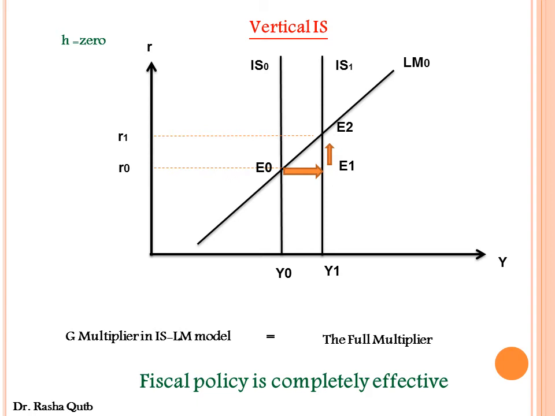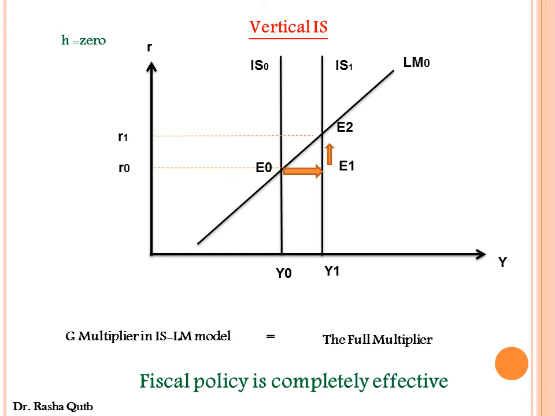Here at E1 we have equilibrium in the goods market, but excess demand for money in the money market. This excess demand would put upward pressure on the interest rate in order to restore equilibrium in the money market and in the whole economy. But the increase in interest rate does not result in any change in investment. Investment in this case is completely insensitive to any change in interest rate.